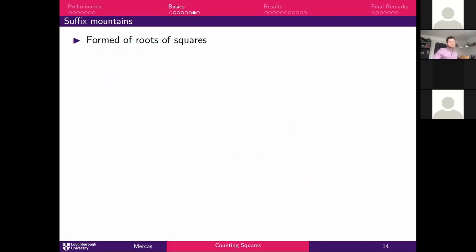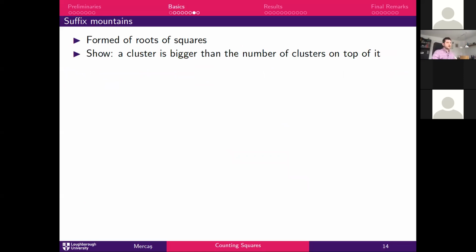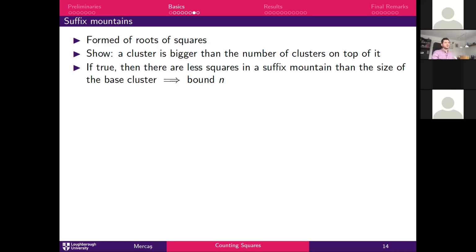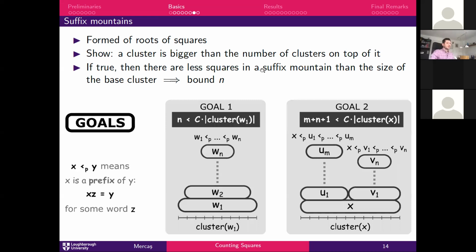Good. So suffix mountains are formed of roots of squares. And if I'm able to show that the cluster is bigger than the number of clusters on top of it, I'm done. So if this is true, then for squares, if I'm able to show that the base of the cluster is bigger than the clusters on top, then I have the bound of n. And if I'm looking at the problem in general, I have two goals.